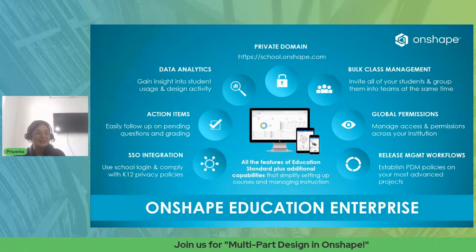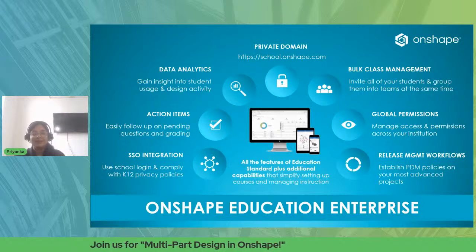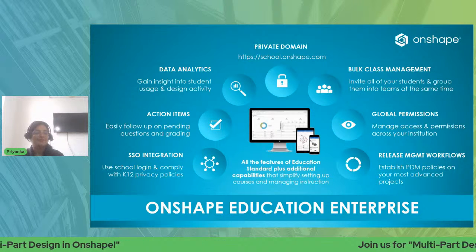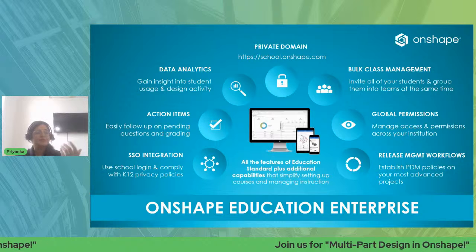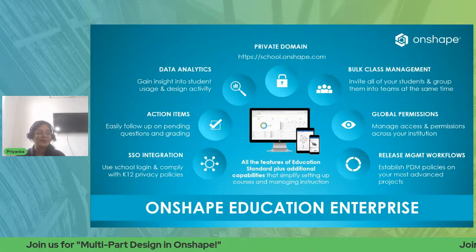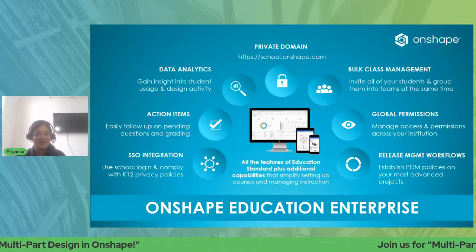The action items of Onshape is something that can help you with your evaluation. Say you have 50 students and you want to assign them tasks. Within the action items you can raise the tickets by putting an at sign, and they can be assigned the task and you can see them in the action items.